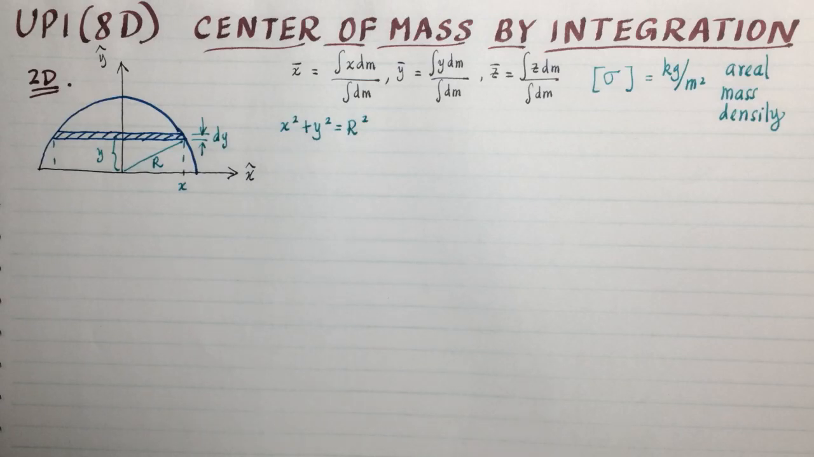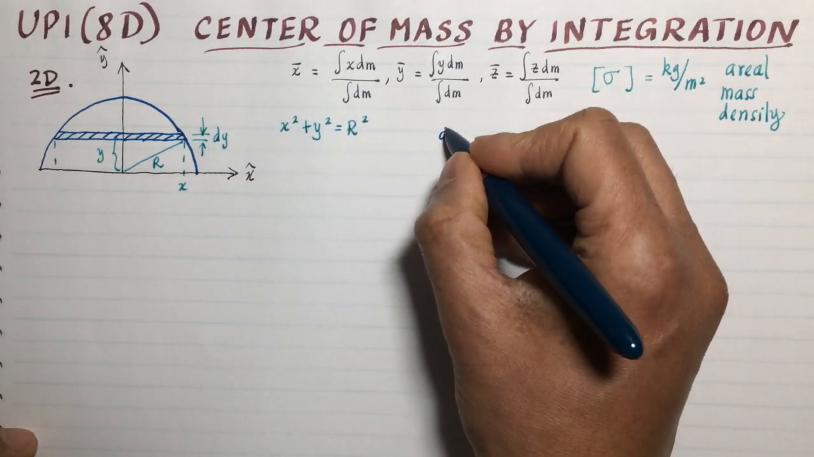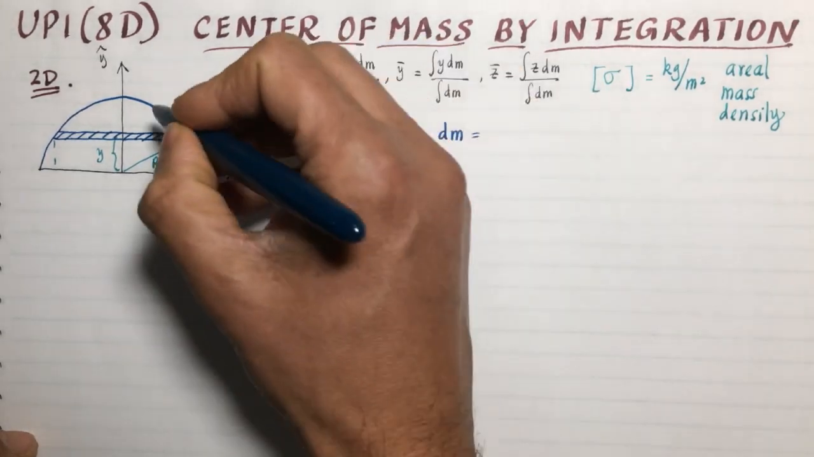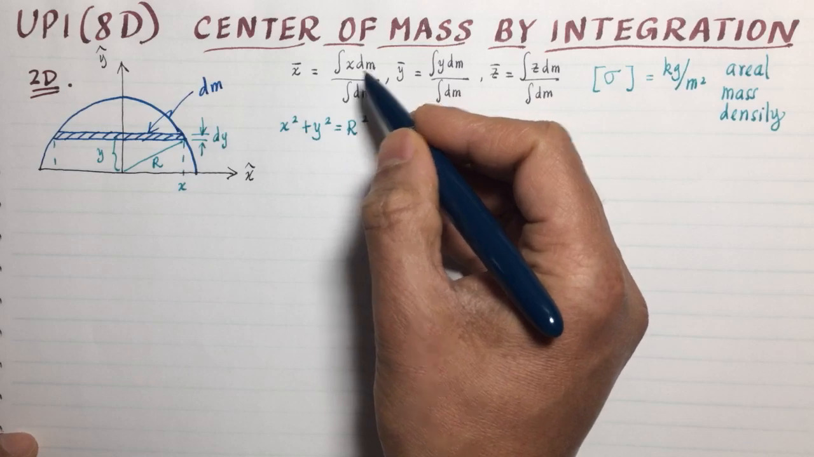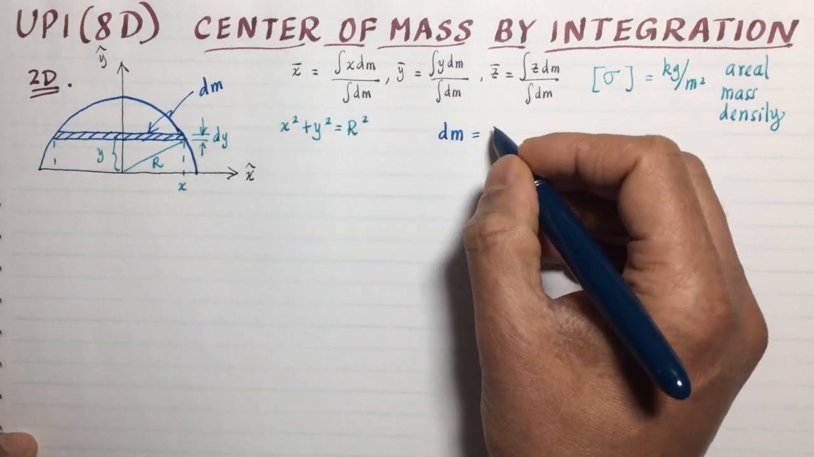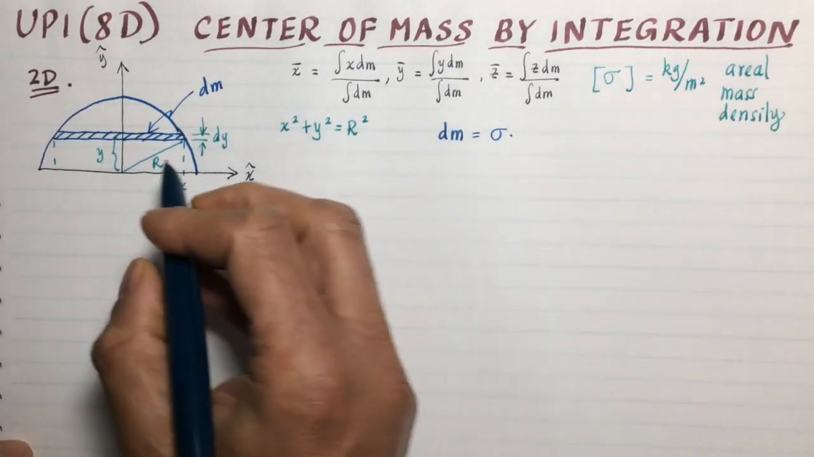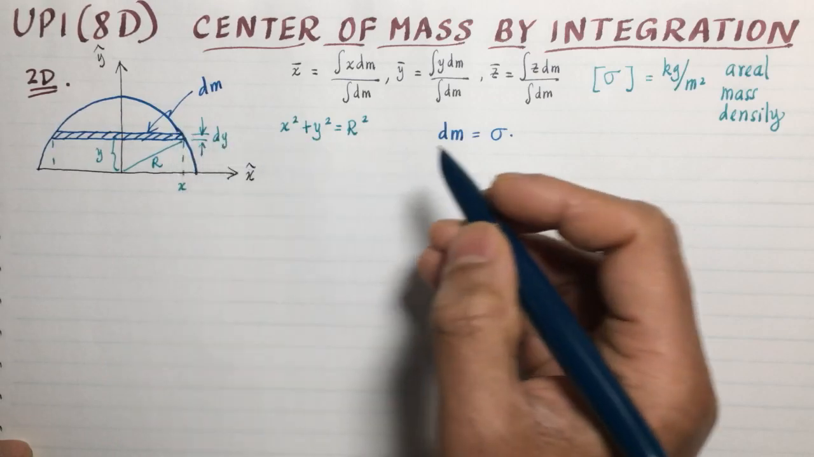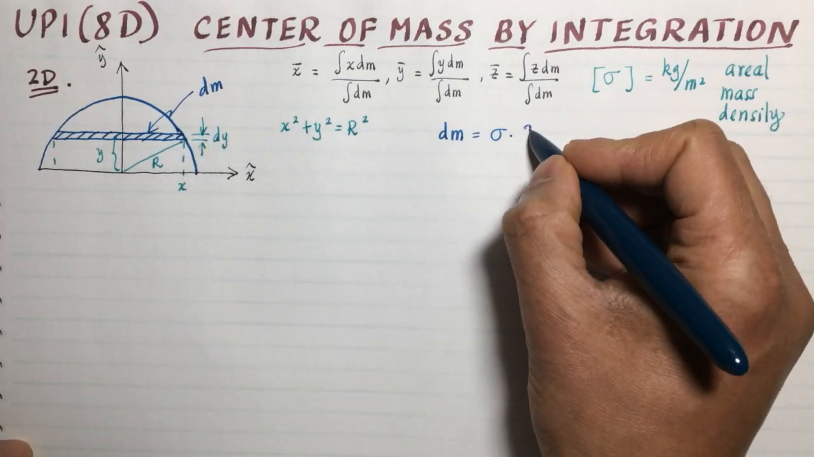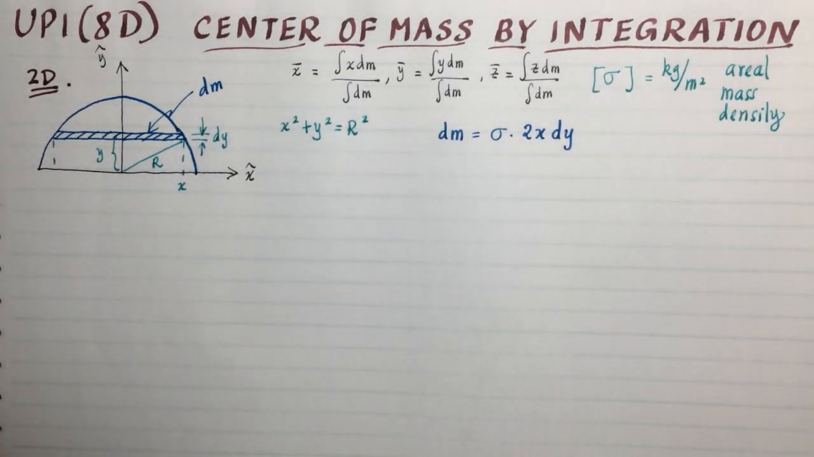Having drawn the strip, let's find its mass. The strip mass dm, so this is dm in that formula, is equal to sigma times some sort of area. The area of the strip is just 2 times x times dy. So there we go. We have our dm.